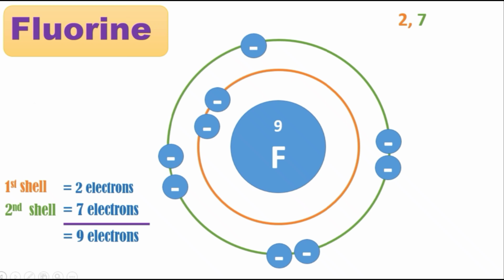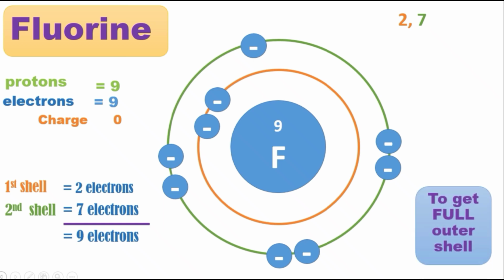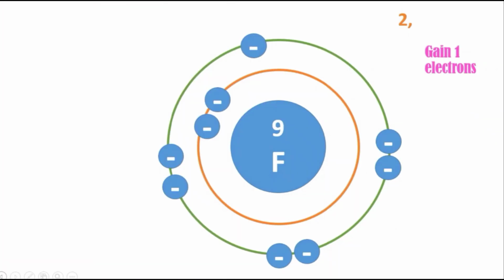At this state, fluorine is considered to be neutral because the number of protons and electrons are equal. To get full outer shell, the fluorine atom needs to lose 7 electrons or gain 1 electron. So instead of losing 7 electrons, the fluorine atom will gain 1 electron.